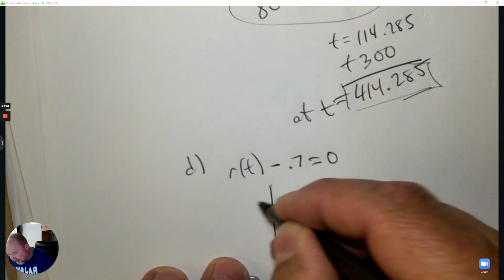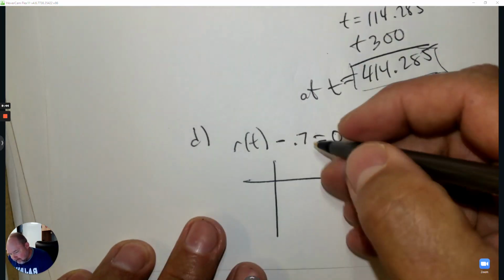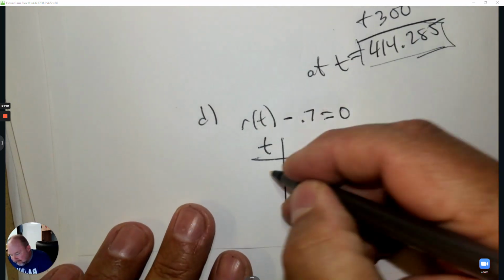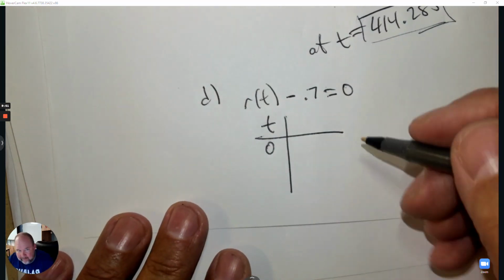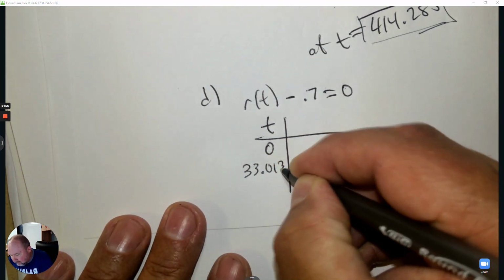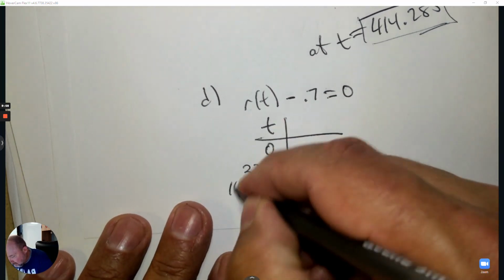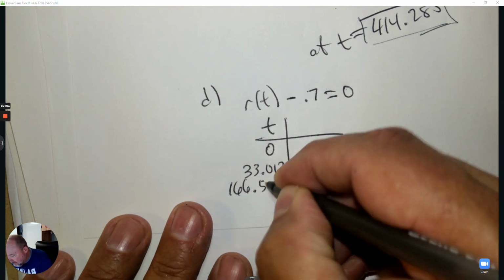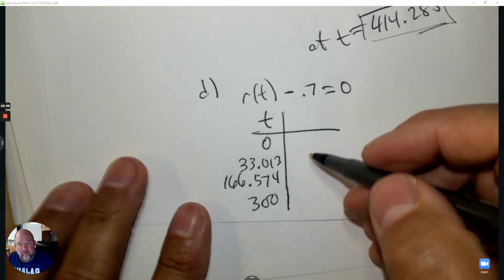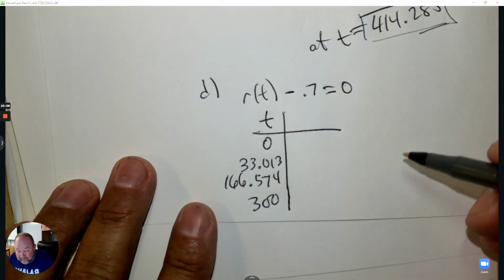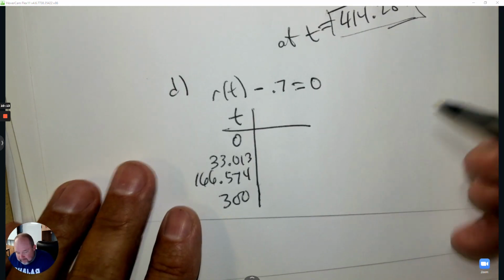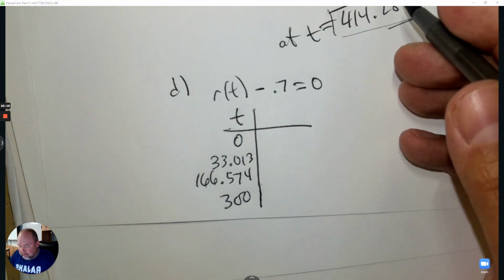So I'm going to do a table of values. So the beginning time is 0, both ends of the endpoints. And then I found 33.013, also 166.574, and then the other end, which is at 300. To all of these, I'm going to plug in and see what the answer is, and whichever one gives me the smallest, that's the answer.